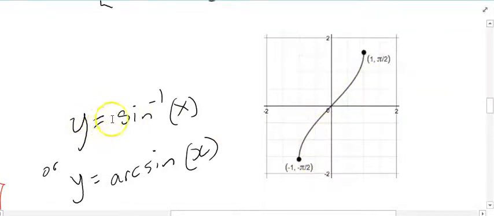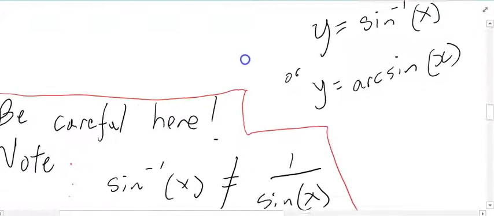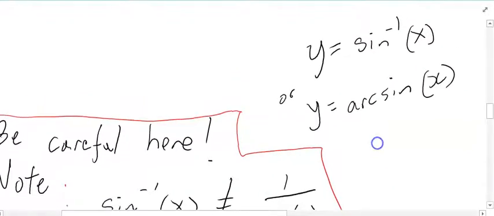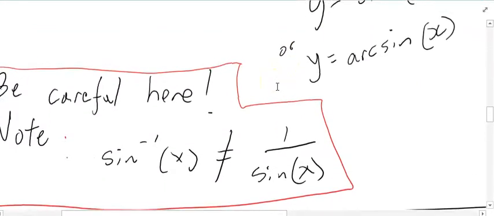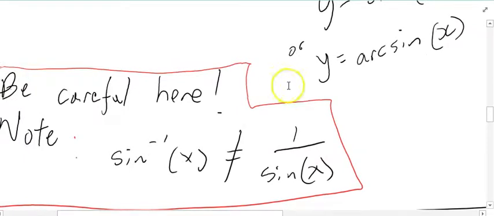In notation, y is equal to sine raised to the -1 of x, or we can say y is equal to arc sine of x. Now, I want to caution you here about notation. Be very careful when we're looking at sine raised to the -1 of x as our representation for sine inverse of x, because in general, when we have something raised to the -1, we normally tend to write that as 1 over whatever that thing was.